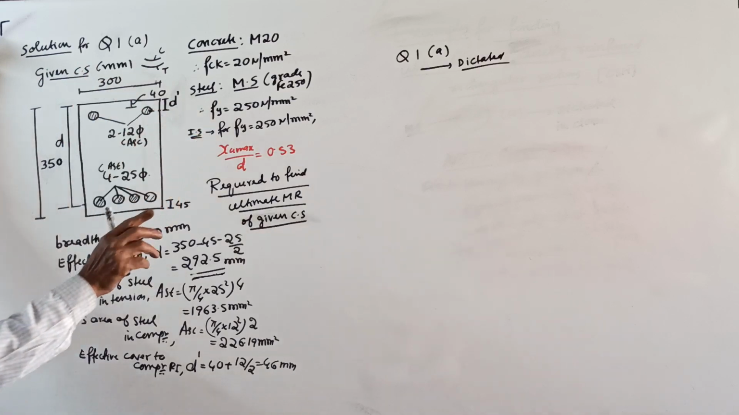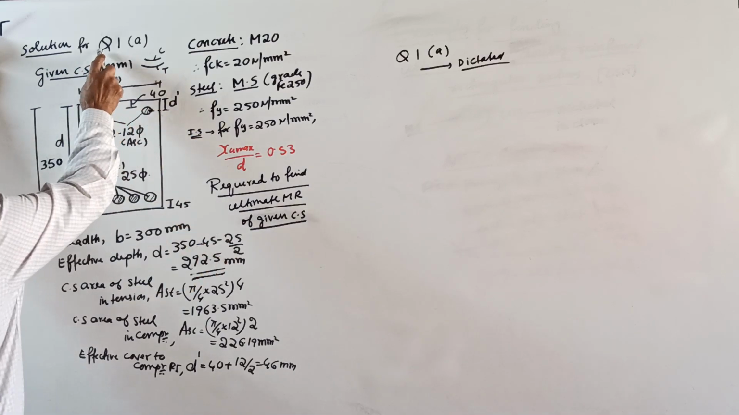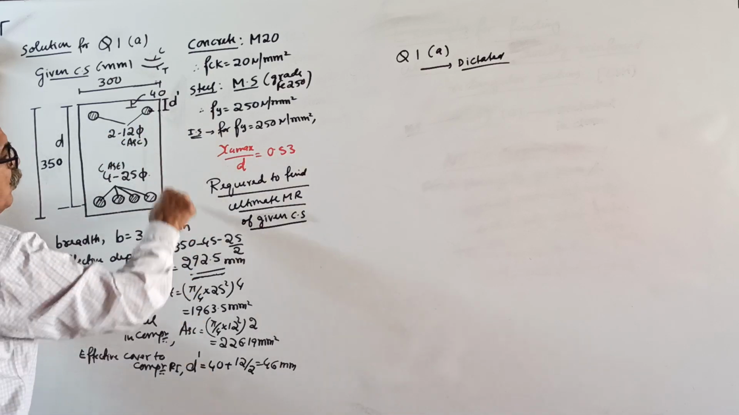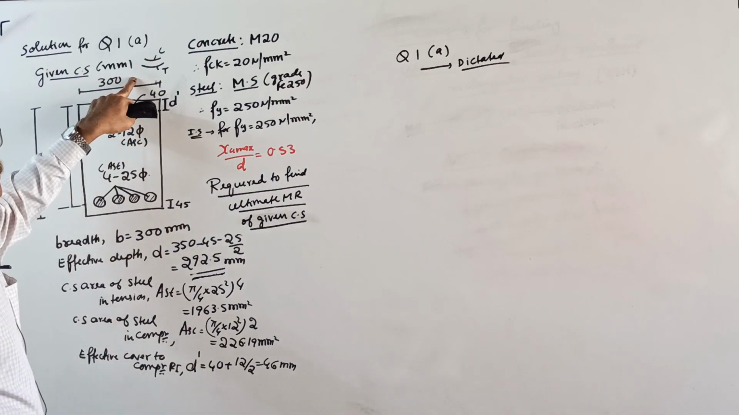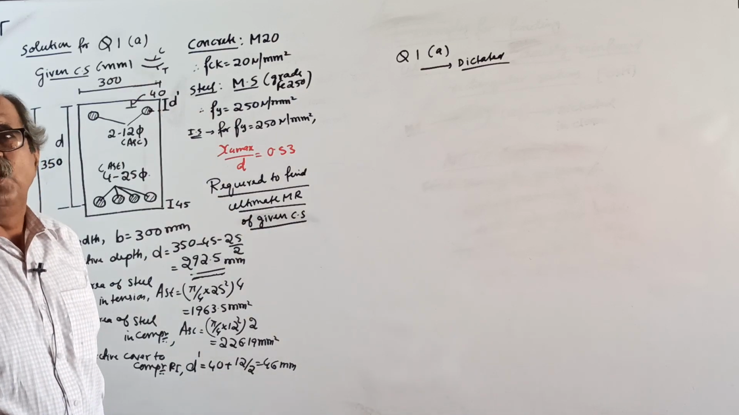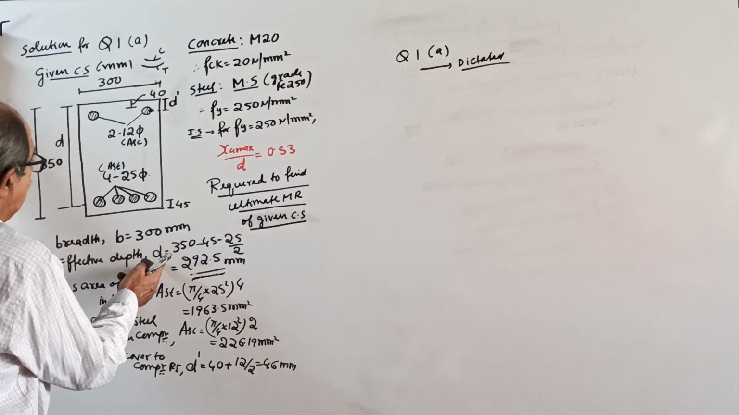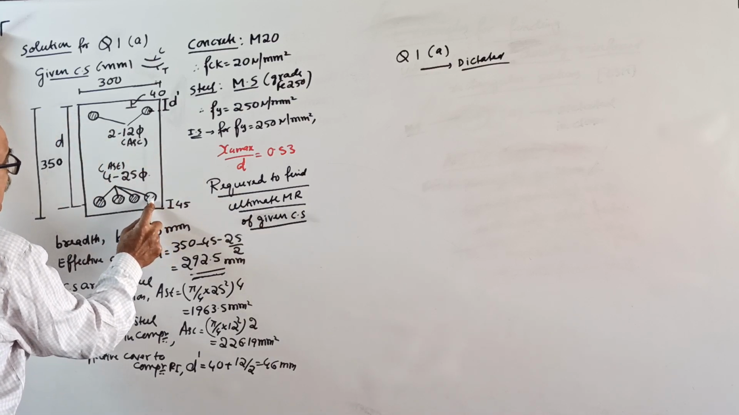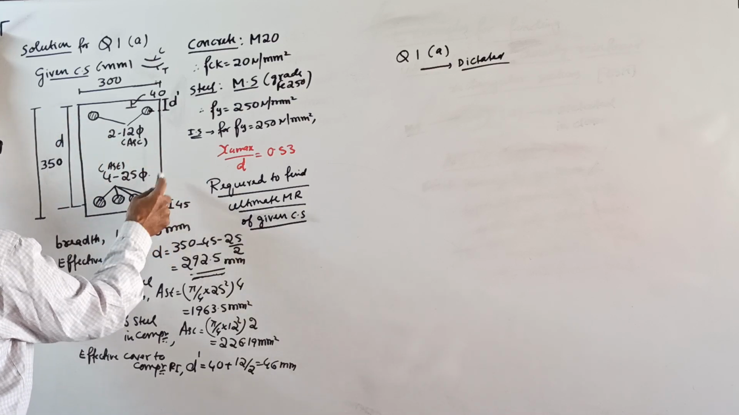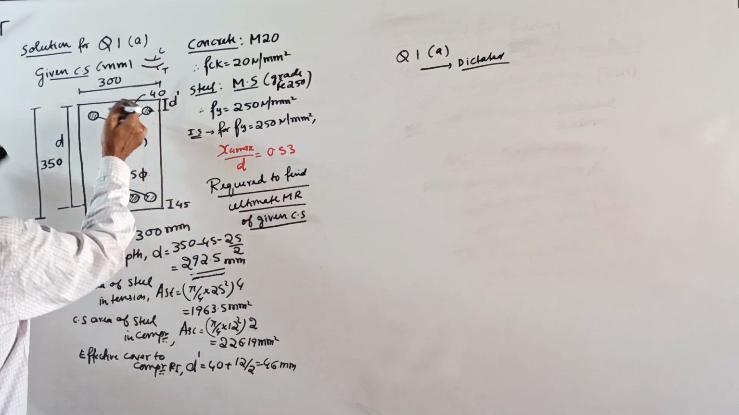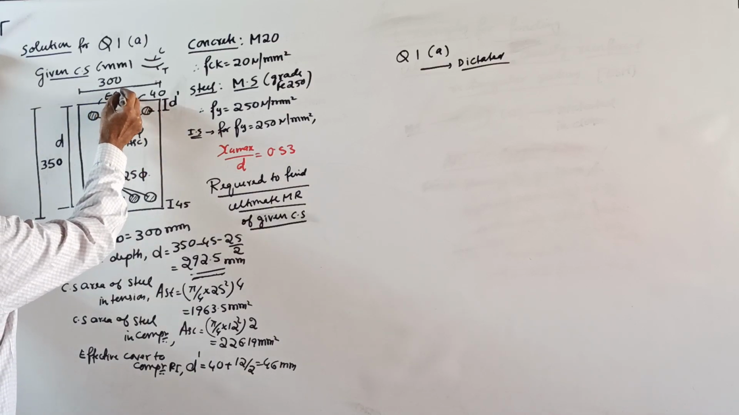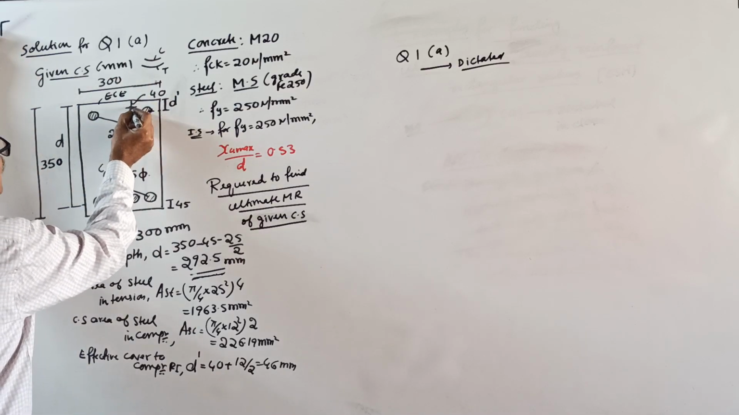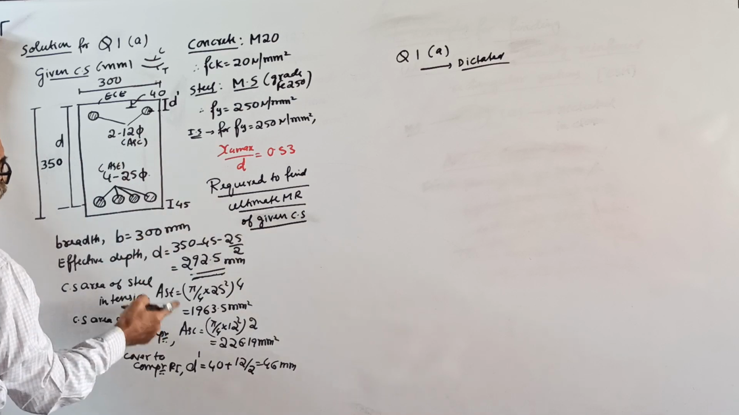So now all you have to do is follow the steps. Solution for question 1A. Write the given cross section. These you already know, because in the working stress method I told you 7-8 times. You write all the data. d equals 350 minus 45 minus half of 25. This is the clear cover. d dash, I forgot to mark here. This is your extreme compression edge. Don't ask me why. From there to the center of the steel, 40 clear cover plus half of 12 is 46.